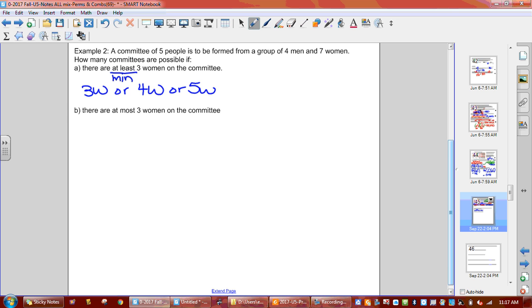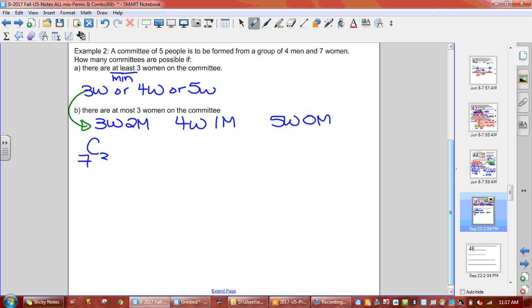So with 3 women, that means there's going to be 2 men. 4 women means there's 1 man, and 5 women means there's 0 men. Remember, we have to multiply the men by the women. So for 3 women, we have 7 choose 3, times 4 choose 2. And that's going to give us 210, I believe. Check your work, make sure I'm right. Somebody make sure I'm right.